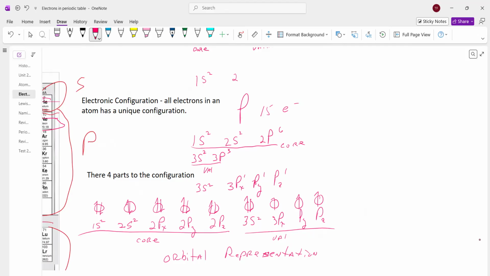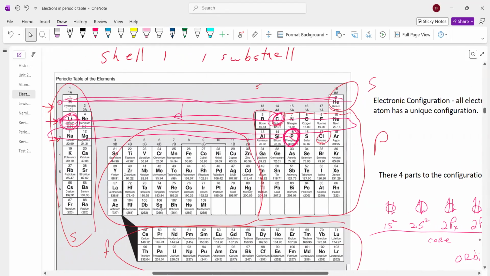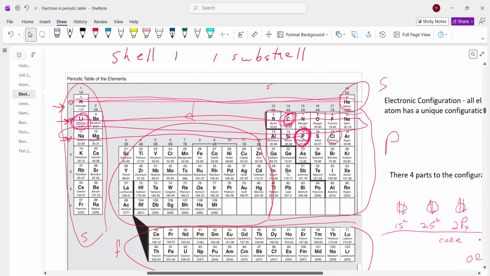Okay, now I get to throw in a caveat, yet another one. The D's are slightly different, and the F's are even more different. They're more differenter. Okay, so the D's actually are part of the 3 shell, but they're on the 4th shell line. That's the part that's different.